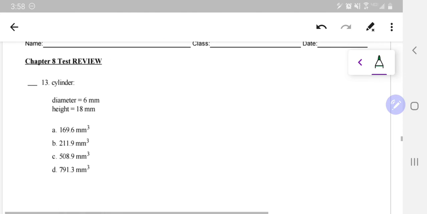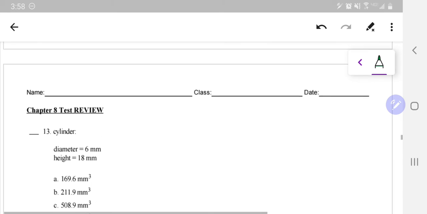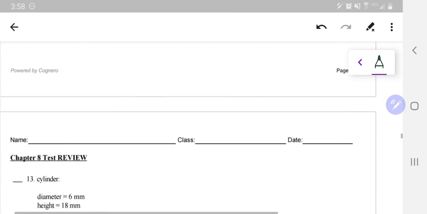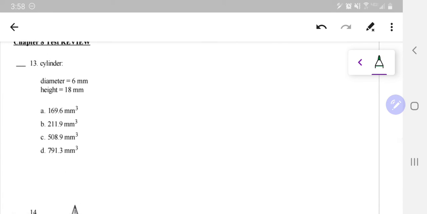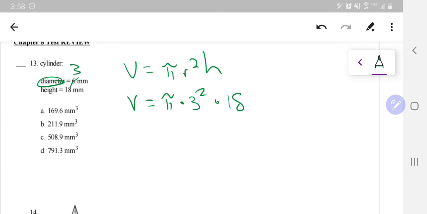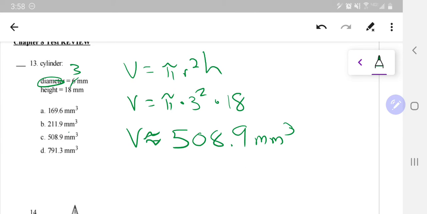Hustling, let's go. Now we have 13, and we're finding the volume still because of those directions up there. Volume of a cylinder is pi r squared h. Refer to your reference sheet if you need to. They gave us the diameter, so we have to cut that in half and make it 3 to plug in for the radius. And the height is 18. Once we do that, we get 508.9 millimeters cubed, and it's approximately. And that's going to be C.